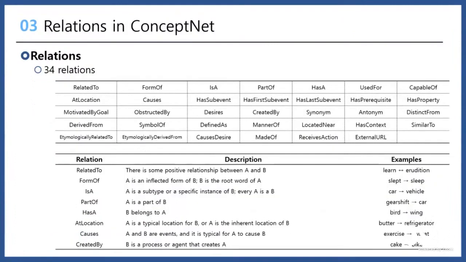ConceptNet has 34 relationships. For example, one relationship is car is a vehicle, and the HasA relationship is bird has wings. ConceptNet is used as important base data in recent research trends because it represents the general relationships of words used by people in a knowledge graph.